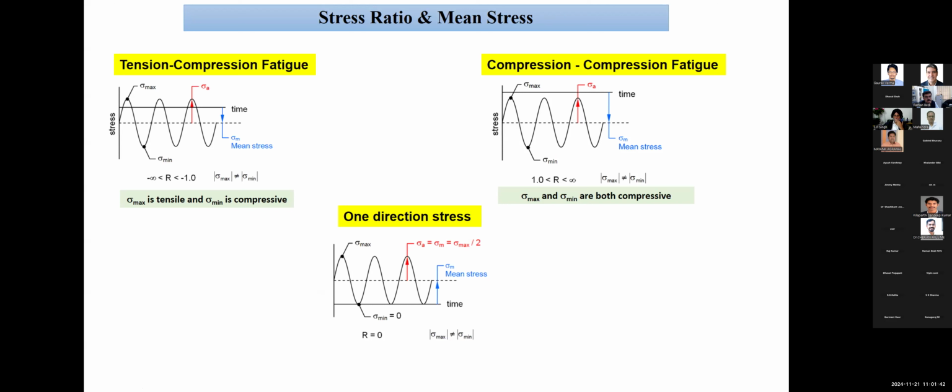In these kinds of tests, the R value correspondingly varies. Similarly, you can have compression fatigue, where the maximum and the minimum values are both on the compression side, and this is the 0 value, this is the mean value. Or you can have one more typical case, where there is only one directional stress, meaning sigma minimum is going to 0. So when sigma minimum goes to 0, R goes to 0. These are the typical cases that we can expect.